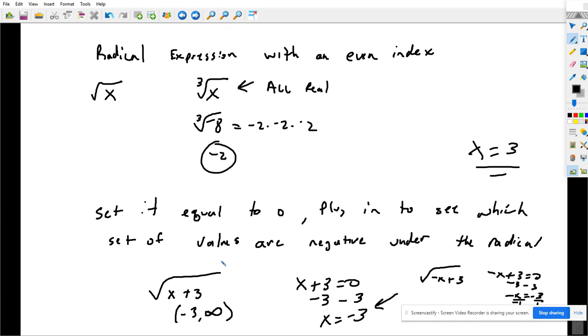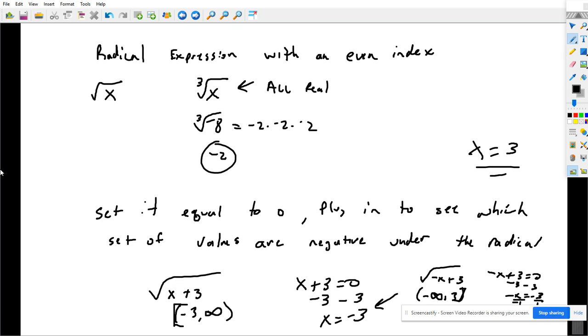So again, now I would check to see what to plug in. Well, if I plug in 4, values greater than 3, the next value would be 4. Negative 4 plus 3 is negative 1. So this would actually be negative infinity to 3. And again, we can include the 3 here because I'm allowed to have 0 underneath the radical.